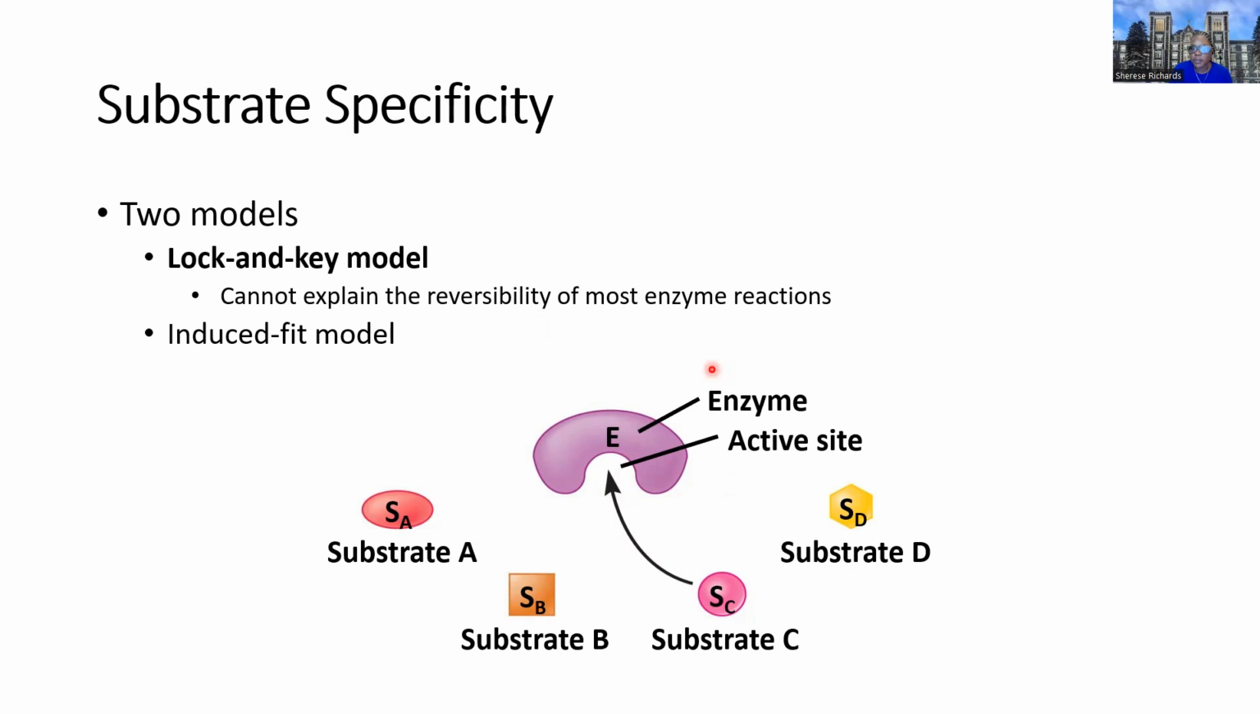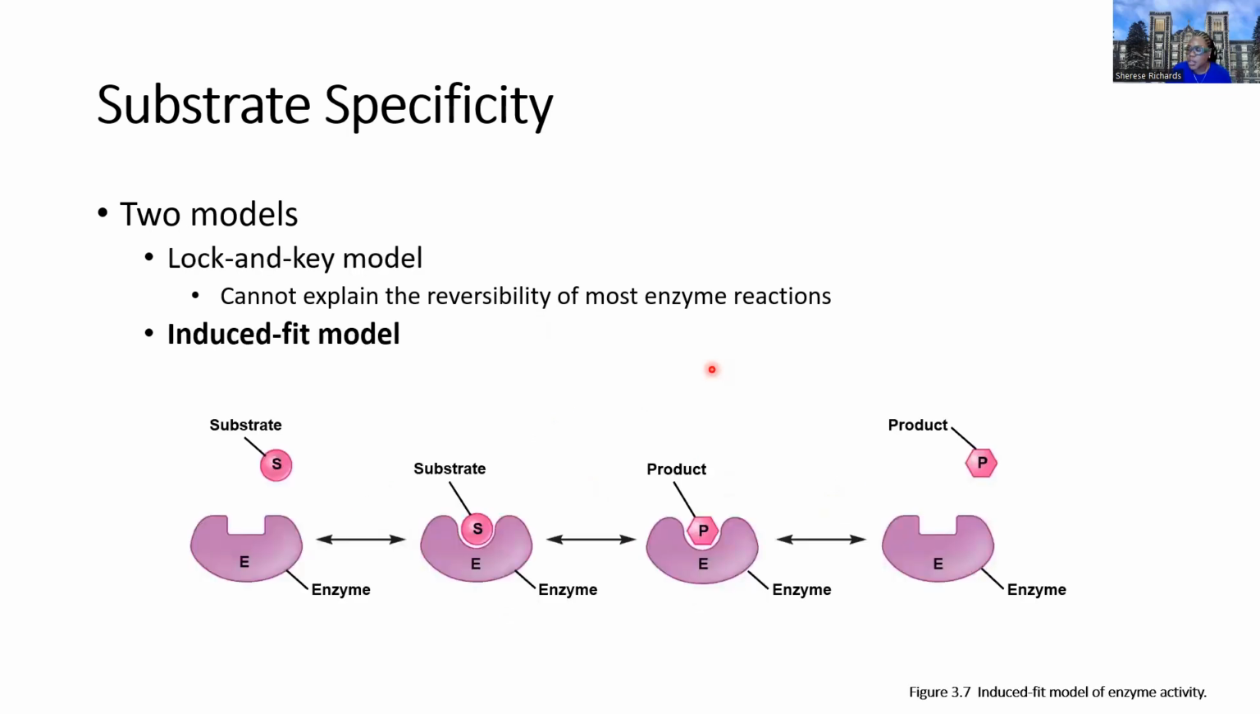The second model is the induced fit model. The induced fit model says that the substrate will get in close proximity to the enzyme and it will induce a fit. It will result in a configurational change of the enzyme such that it is going to fit perfectly in that active site. And then we have the product being produced on this side of the equation.